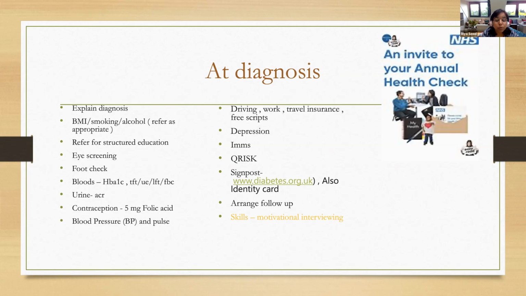What Diabetes UK is also good for is providing identity cards. You can download identity cards to say you've got type 1 diabetes, type 2 diabetes, or you're diabetic on tablets or whatever. So they can carry those cards if they want.